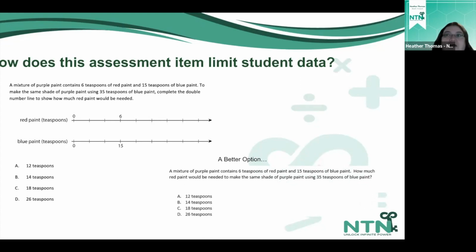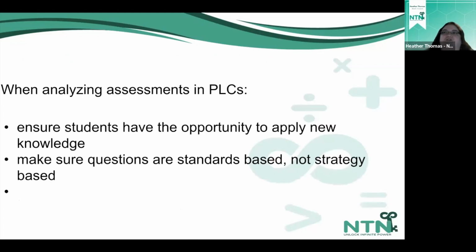So as you're working through planning in PLCs and you're analyzing these assessments, there's a few things that we want to keep in mind. The first thing we want to do, you can switch to the next slide, Sarah, is ensure that students have the opportunity to apply new knowledge learned. So making sure that when we're choosing assessment questions, we're not choosing questions that look exactly like the way we taught it. We want to think about how we assess first, and then think about how we teach students to access the standards. And we also want to make sure that questions are standards-based and not strategy-based.